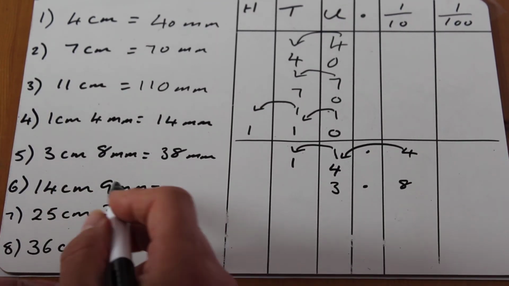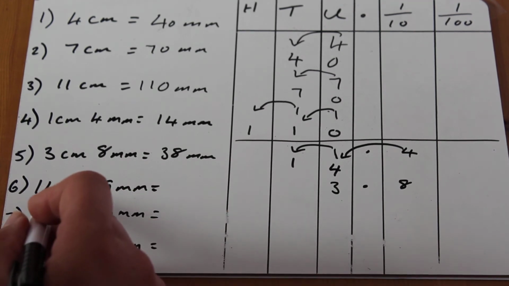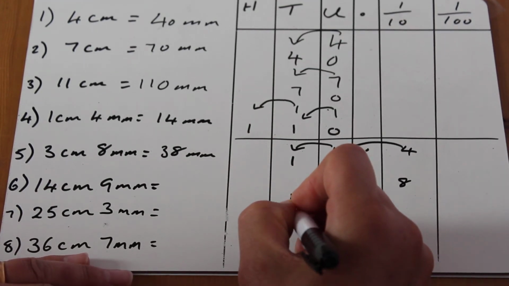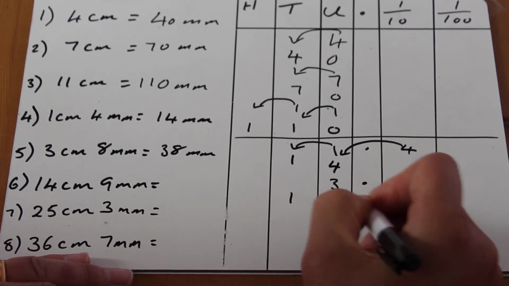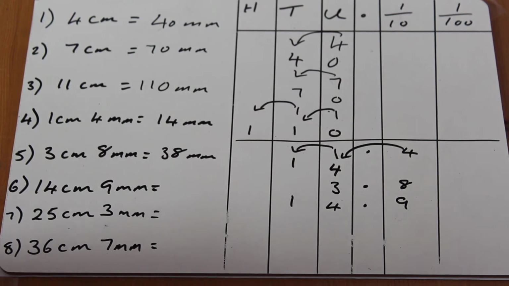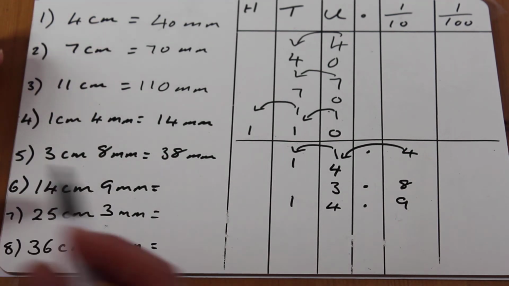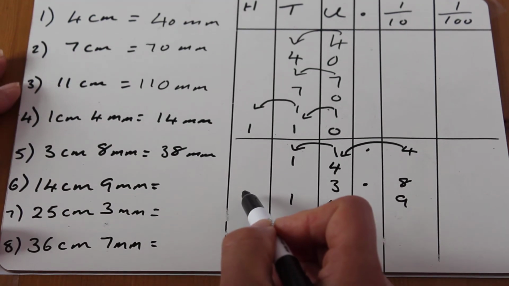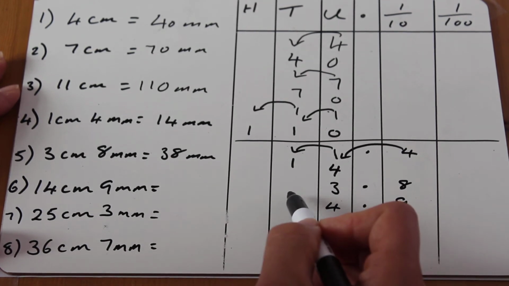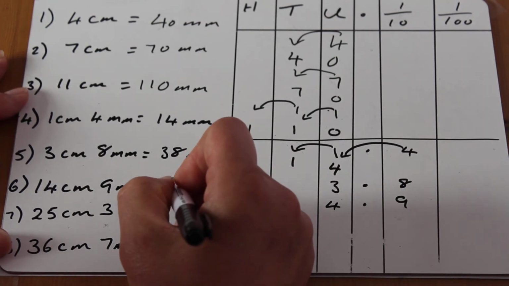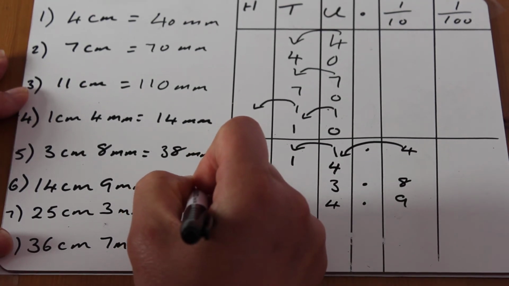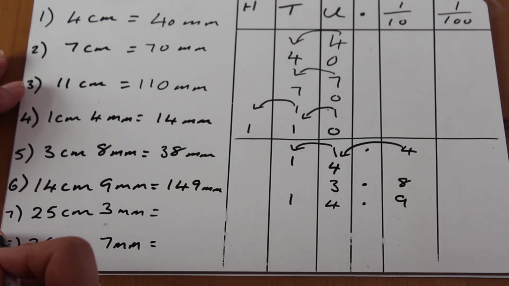This one, 14 centimetres and 9 millimetres. 14 is made up of 1 ten, 4 units. 9 millimetres is the same as 9 tenths. Exactly the same idea. I'm multiplying by 10, which means that every digit jumps 1 place. So my 1 comes into the hundreds, my 4 jumps into the tens, and my 9 jumps across to the units. So that gives me 149 millimetres.